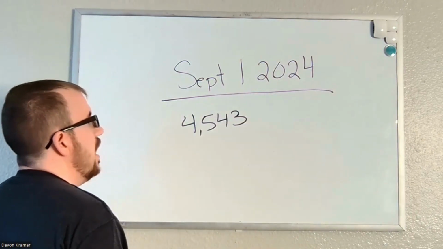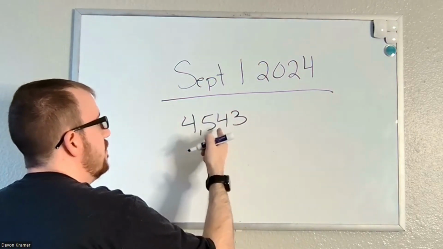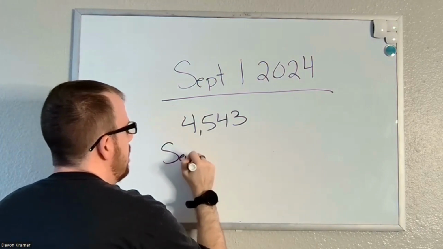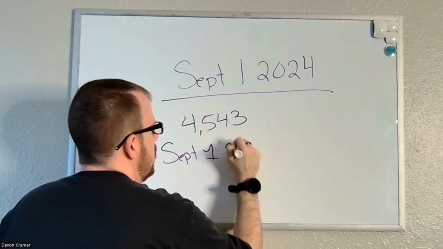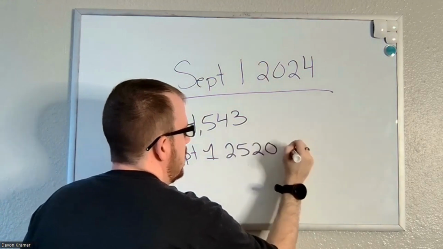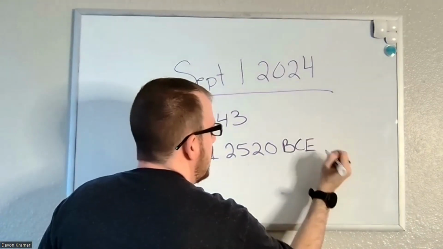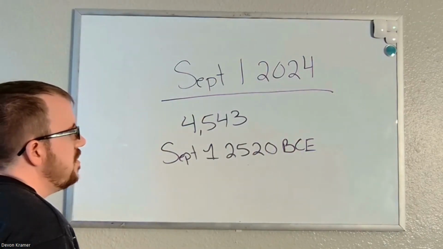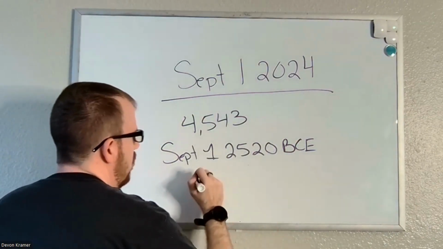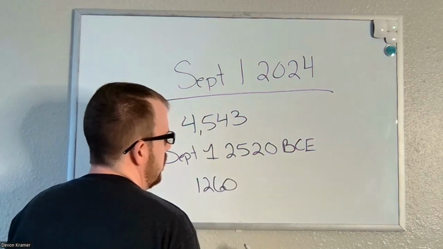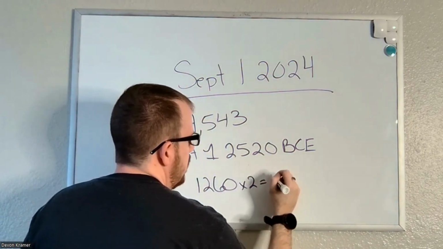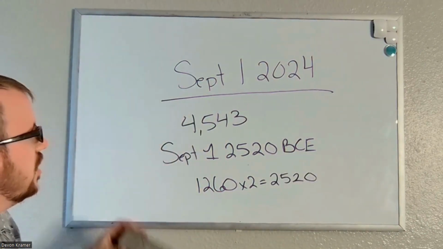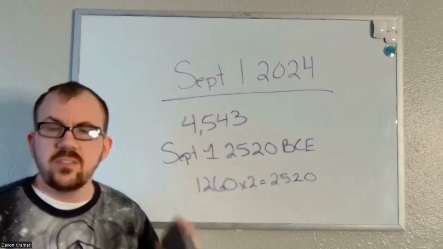4,543 years. Okay, if I were to subtract 4,543 from September 1st, 2024, I end up with September 1st, 2,5 BCE. So we were talking before Christ. We were talking before the AD process. Okay. Now, why is that so cool? That's so cool because if you take 1260, as I was showing you earlier, and you times that by 2, you get 2520.